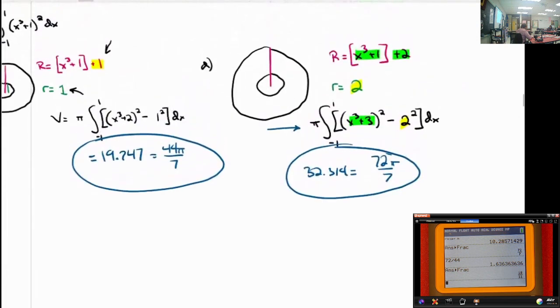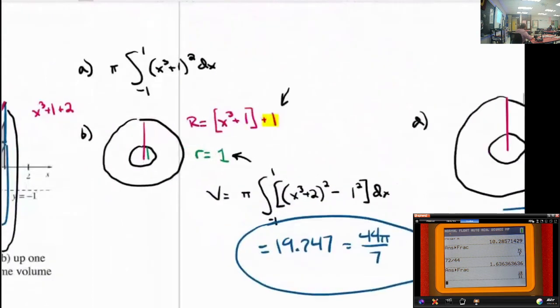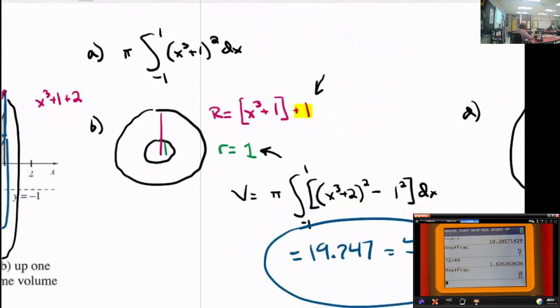That's it. These problems, if you're at the end of the video or whatever, you're live with me, this whole section comes down to map out your washer, figure out what your radii are, and then set up the integral. But give some thought to what those radii are. And sometimes they go horizontal, sometimes they go vertical. Sometimes the axis is something else.